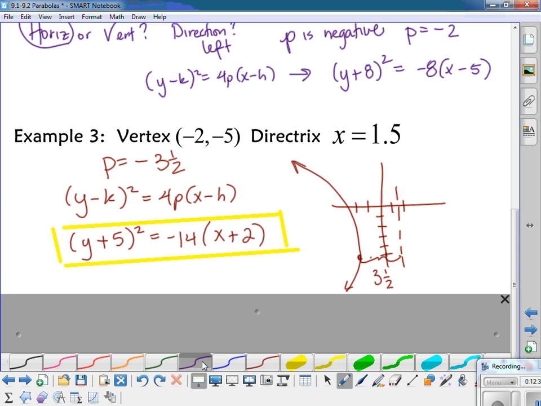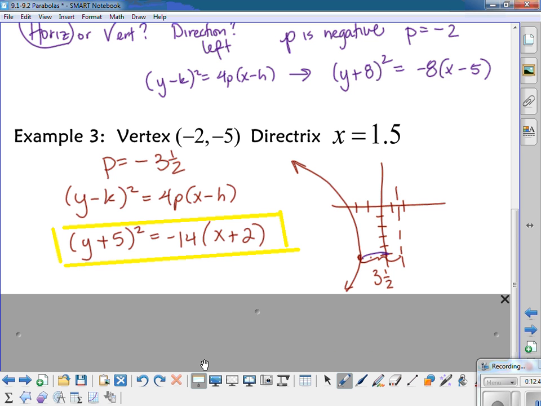The distance going from -2 to 0 is 2, and then here was 1.5, because it's x equals 1.5. So it's a total distance of 3.5.